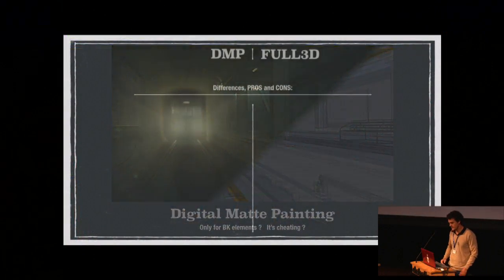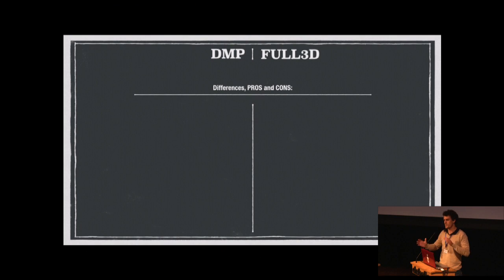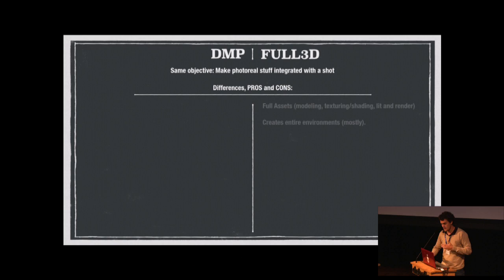So saying that, I will try to show you some difference between the two approaches, the matte painting approach and the full 3D approach. Both are used a lot in production, and they are not separated entities, they mix together. And when we've seen this difference, we can figure out together what are the pros and cons of each approach. Both use the same tools and have the same objective, that is to make elements photorealistic and integrate them within a shot. In full 3D, you start building full assets, so you model it, you shade it, you texture it, and then you distribute these full assets in a scene, and then you create an almost entire environment.